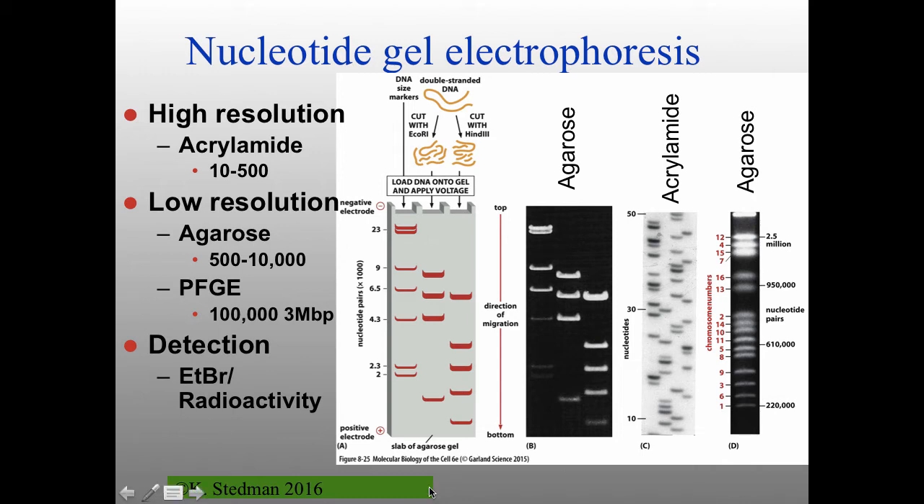The problem is, how do you detect the DNA that you've separated on these gels? Because it's not obviously visible. One way is to incorporate radioactivity into your DNA, and that's usually what's done in these acrylamide gels. For agarose gels, that works, but it's a lot of radioactivity. So what most people use are fluorescent dyes. Ethidium bromide is the best known of these. Ethidium bromide binds to double-stranded DNA and fluoresces. When it's not bound to double-stranded DNA, it doesn't fluoresce. When it does bind to double-stranded DNA, it fluoresces.